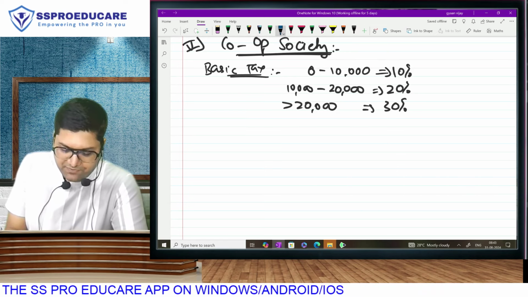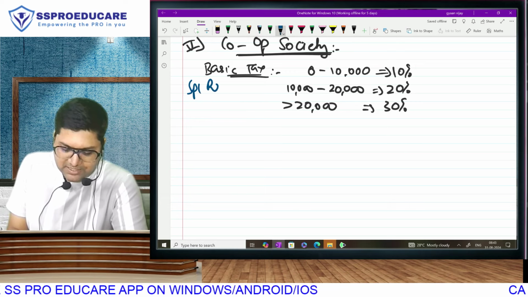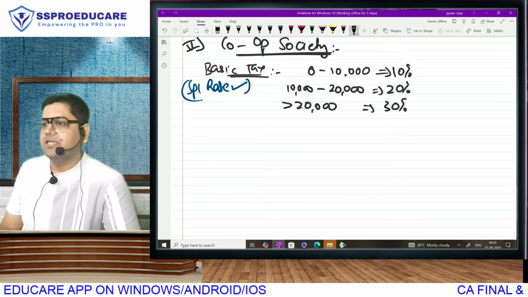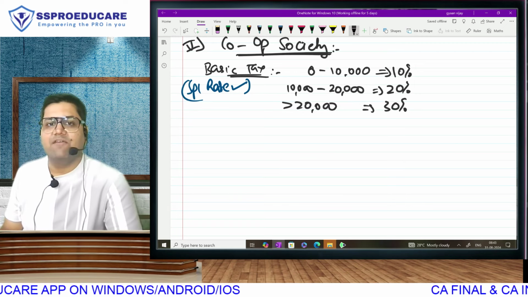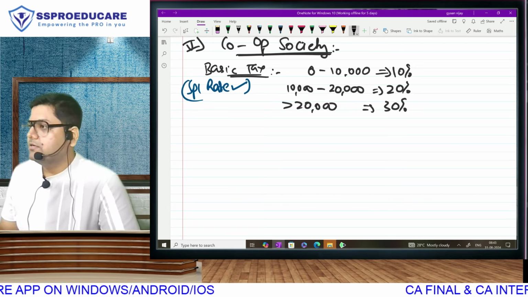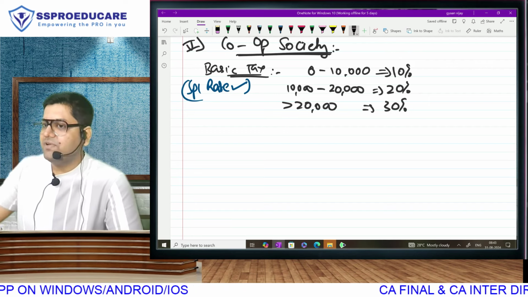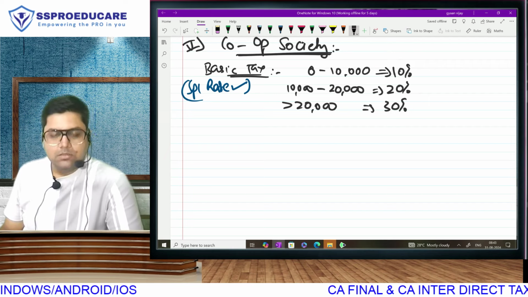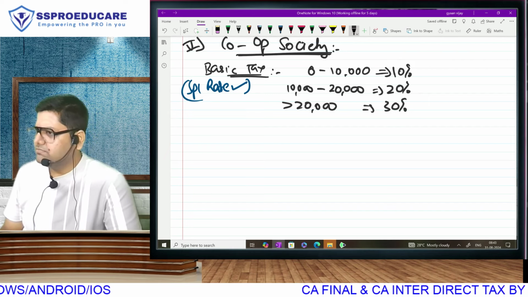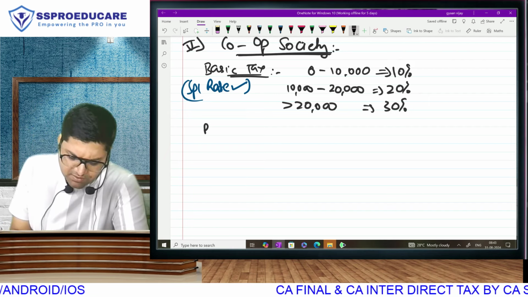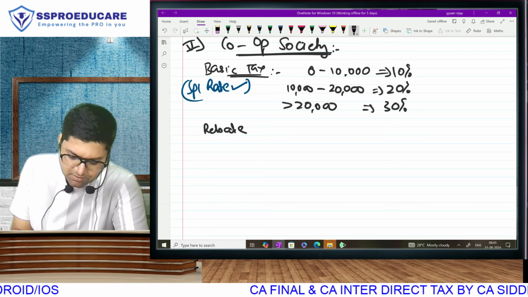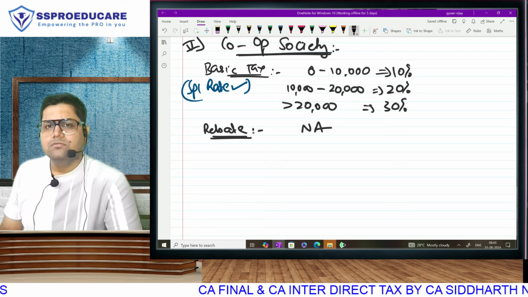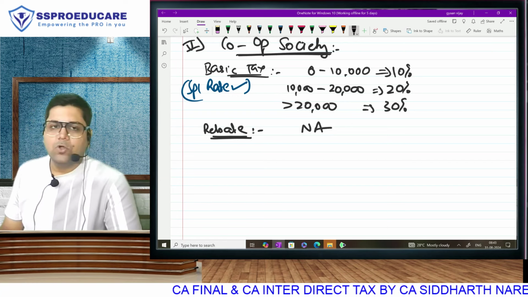But of course, if there is any income taxable at a special rate, it will continue to apply, whether casual winnings, capital gains, anything like that. We have a full chapter, chapter 12, sections 110 to 115 BBG, special rates of tax. So very simple slabs. And after basic tax, what do we have? Rebate is not applicable, obviously. It is only for individuals.